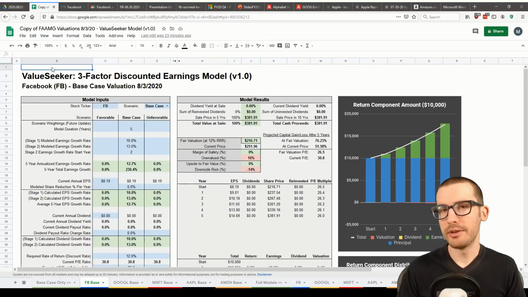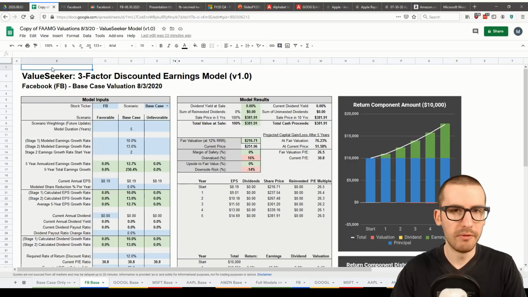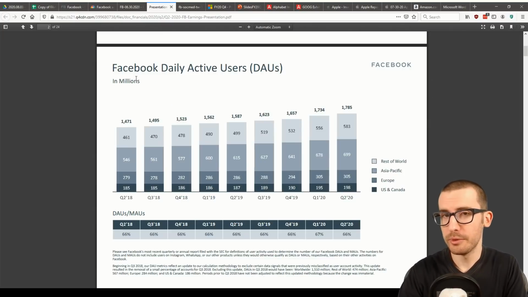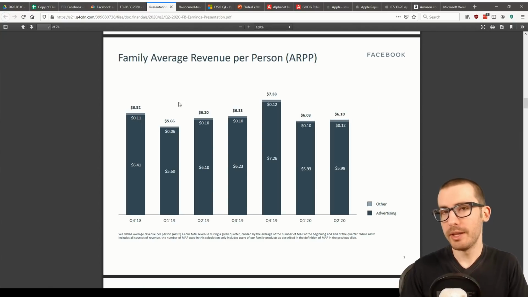So now that you have a good understanding of the model, let's take a look at the assumption setting process, starting with Facebook. So Facebook, as you know, owns the world's largest social media platforms, the most profitable of which is Facebook, which has almost 1.8 billion users every day. And across their family of products, which includes Facebook, Instagram, Messenger, and WhatsApp, in the second quarter of 2020, almost 2.5 billion people used at least one of their products every day. Facebook makes the majority of their money running ads for their users, so the formula for total revenue of Facebook is pretty straightforward.